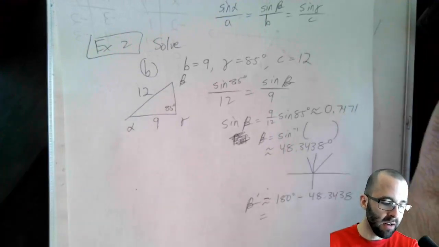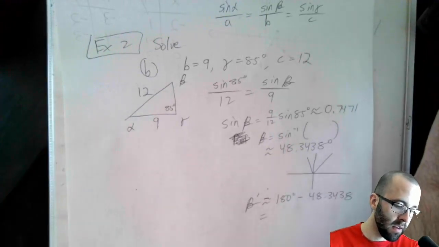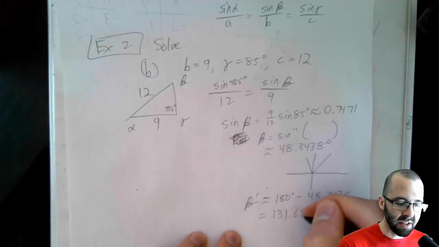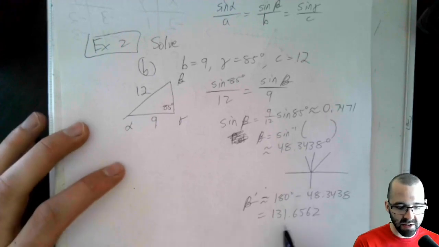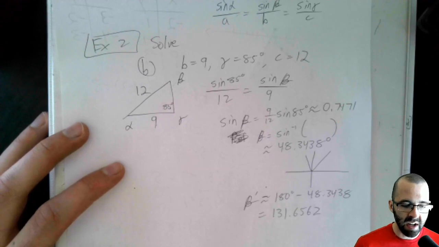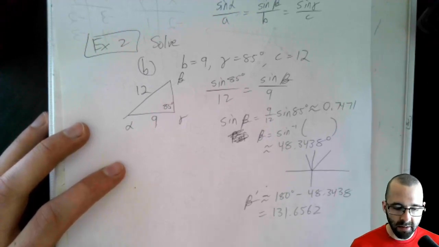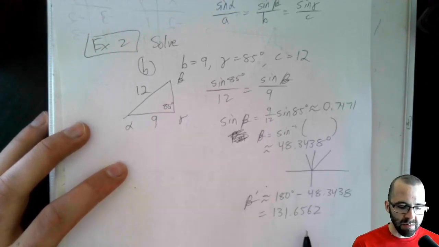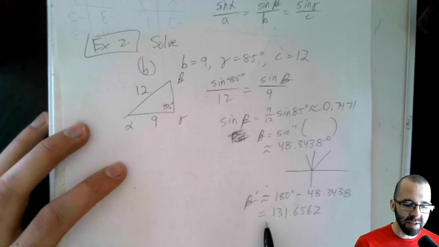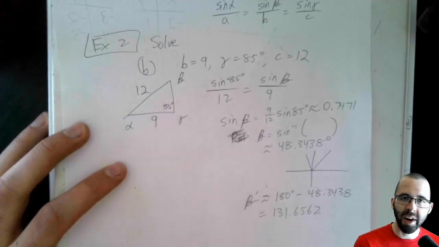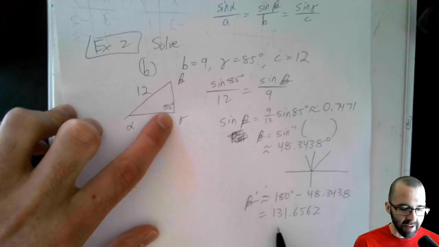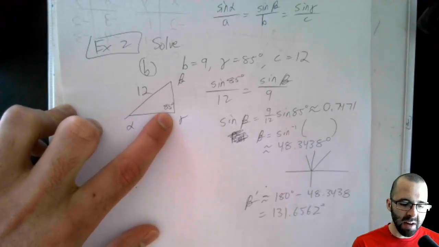And that's going to be 131.6562. We have to say, okay, this is beta prime, the angle in the second quadrant that solves this trigonometric equation. Does this angle make sense? Remember, an angle makes sense if it doesn't break anything. But you cannot have an 85 degree angle and a 131 degree angle in the same triangle.